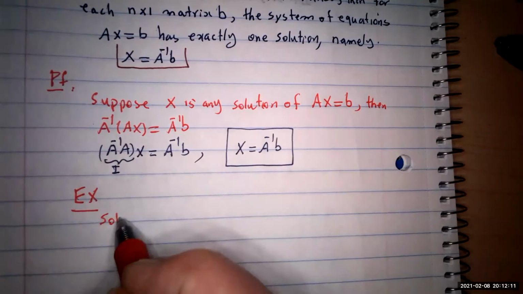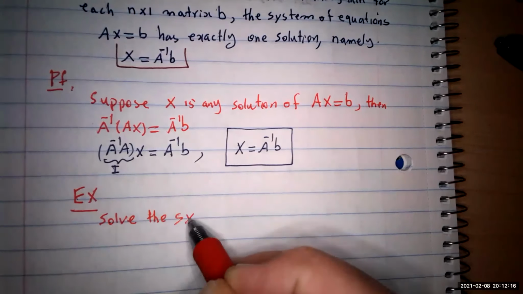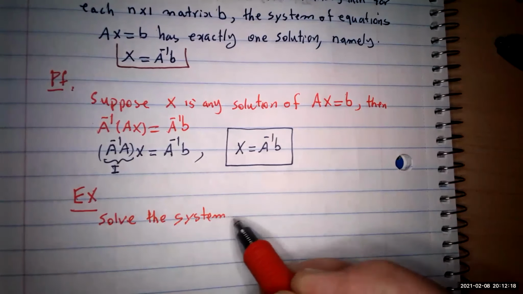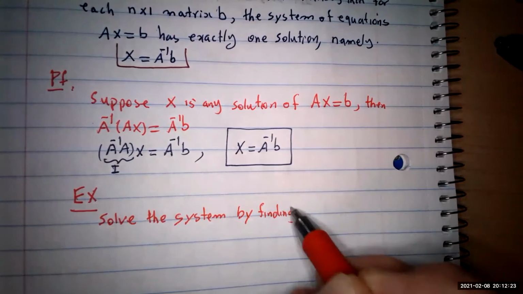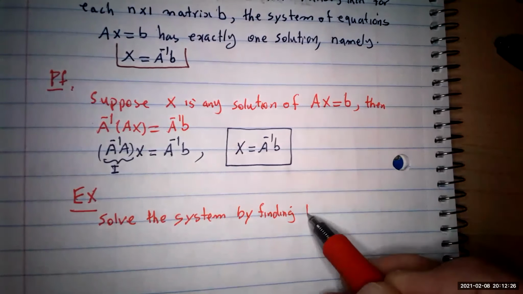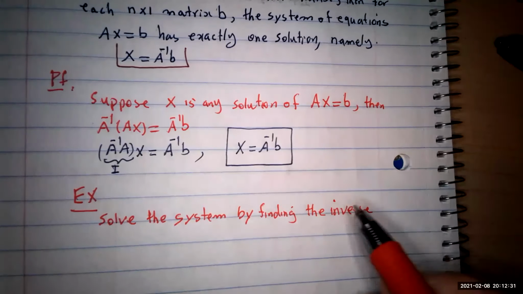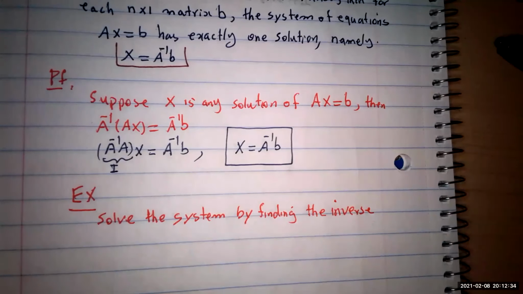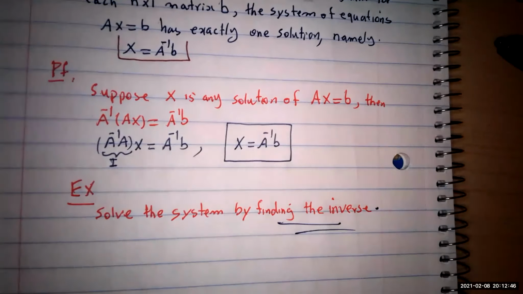We ask you to solve the system by finding the inverse. So that's the instruction. This means you are not going to use the augmented matrix or just the idea of the Gaussian elimination method that we talked about. Okay, no elimination for this one. So make sure you remember it for the test: by finding the inverse.